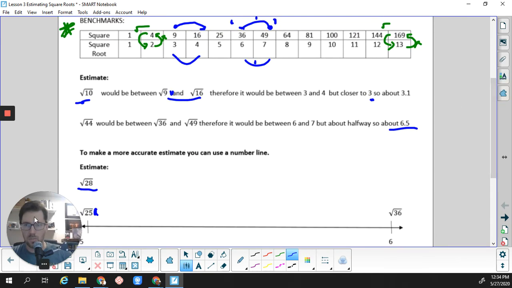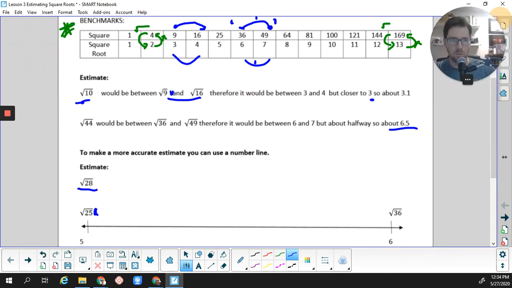I'll leave this chart up here and I'll throw me on this side. So we see 25 is a perfect square and 36 is a perfect square, and the square root of 25 is 5, square root of 36 is 6. So 28 is going to be somewhere in between. So we could use a number line to draw this out.